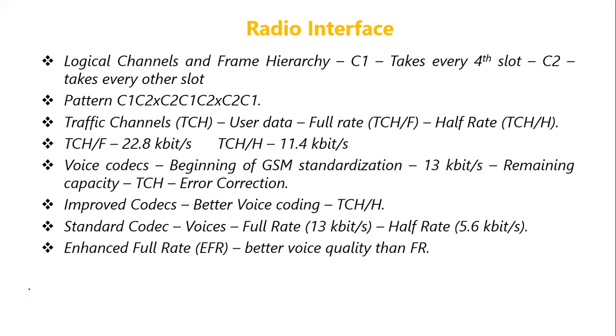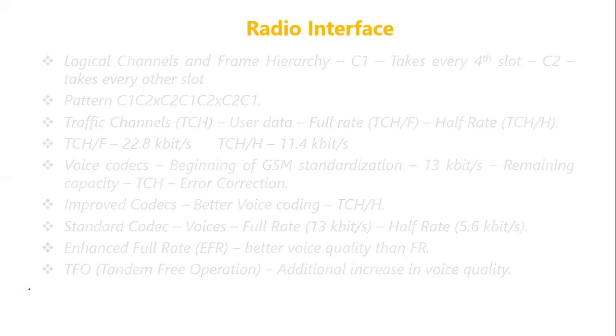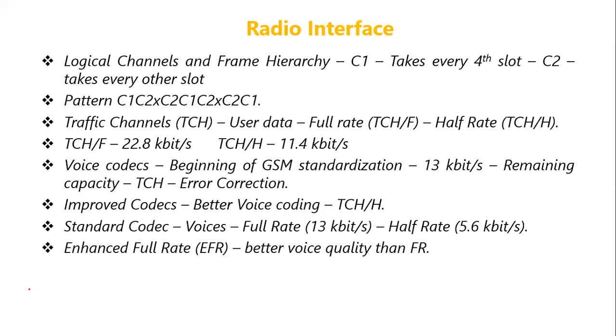So the standard codecs for voice: for full rate TCH, it operates at 13 kilobits per second, and for half rate traffic channels, it operates at 5.6 kilobits per second. So obviously 5.6 means less, so its quality decreases.